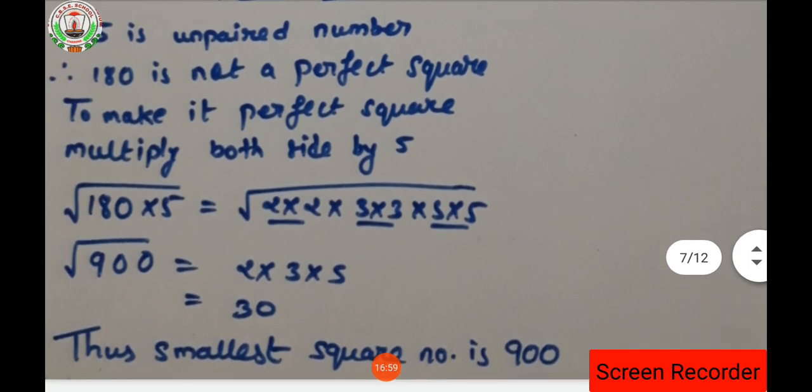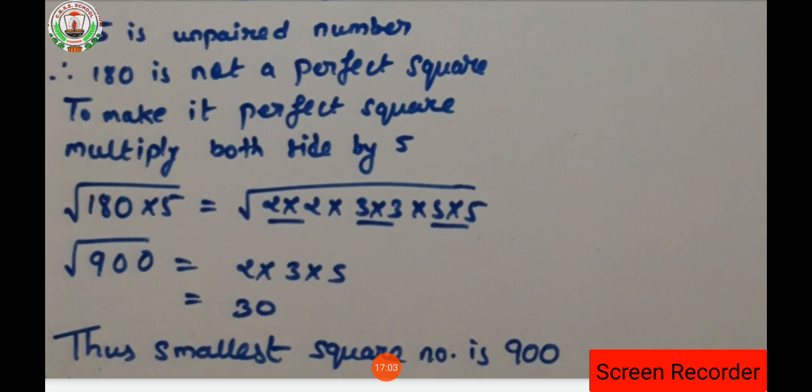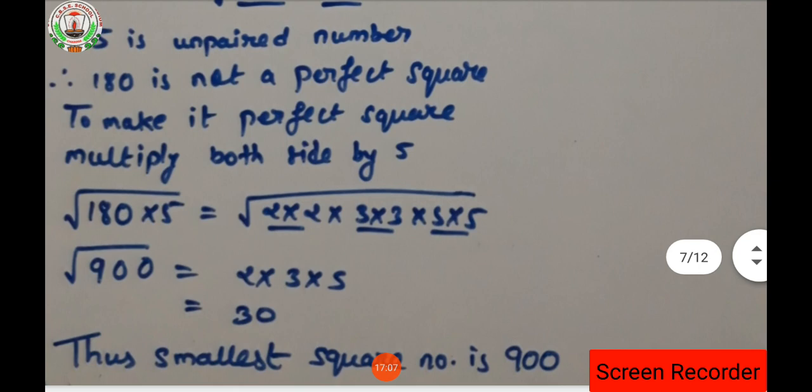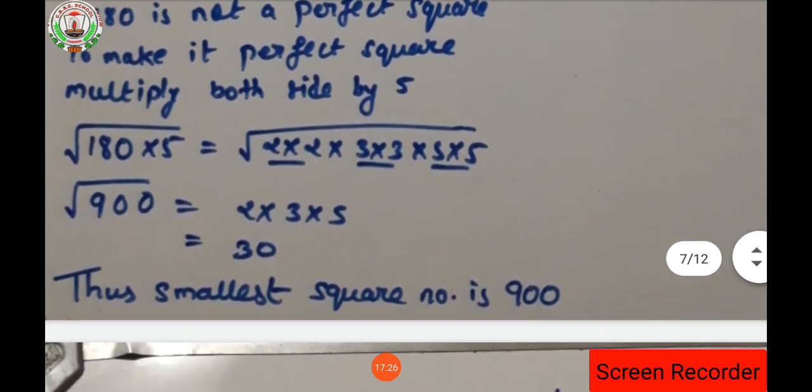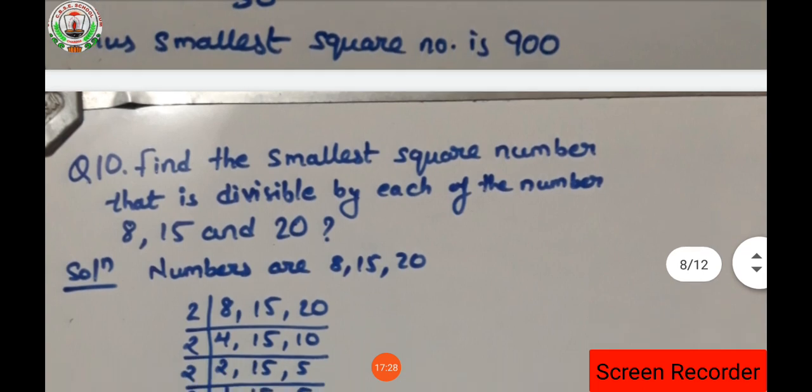So 2 into 2, the pair is there, one of the numbers will come outside. So 2 into 3 will be how much? 6. 6 into 5 is how much? That is 30. So what is the smallest square number that is divisible by each of the numbers 4, 9 and 10? That is 900. Thus 900 is the smallest number that is divisible by each of the numbers 4, 9 and 10. Okay, so this was the question.